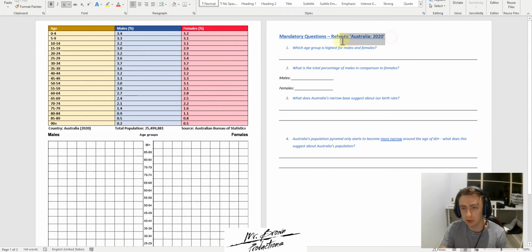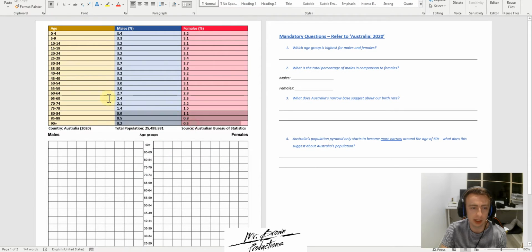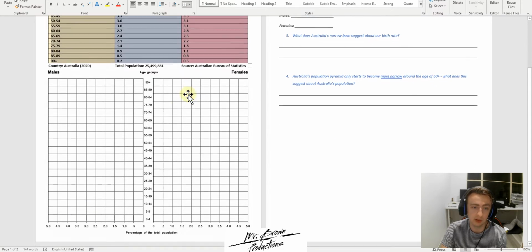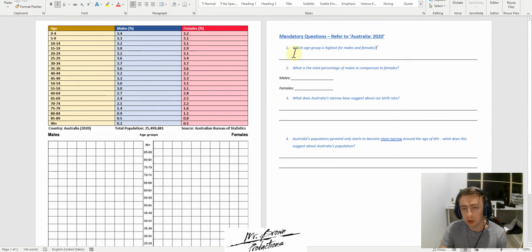So this is where it says refer to Australia 2020, that's referring to this here, Australia 2020. So you're going to be referring to this graph here and this here. You don't need to worry about getting this down in your book. You can if you want, but you don't have to, because the information is going to be here in the population pyramid. So what I want you to note is which age group is highest for males and females. So you might write males equals whatever the age group is, then females equals whatever the age group is.